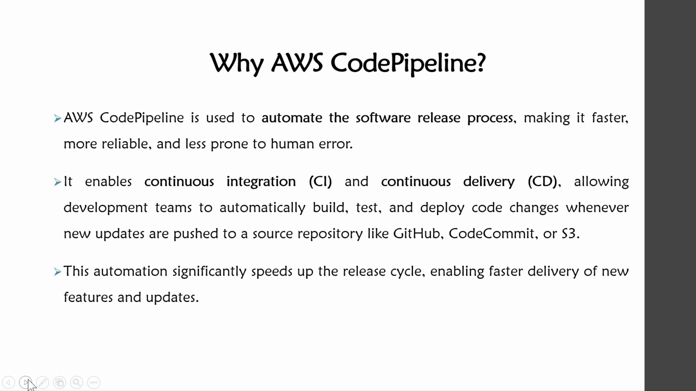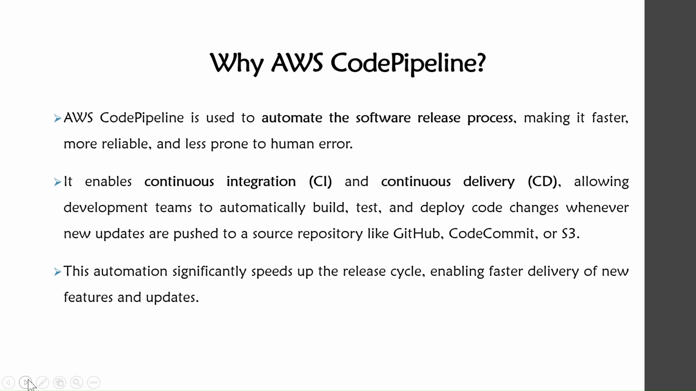So why do we need AWS CodePipeline? It automates the software release process and makes it faster, more reliable, and less prone to human errors. It enables continuous integration and continuous delivery, allowing development teams to automatically build, test, and deploy code changes whenever new updates are pushed to the source repository like GitHub, CodeCommit, or S3. This automation significantly speeds up the release cycle, enabling faster delivery of new features and updates.